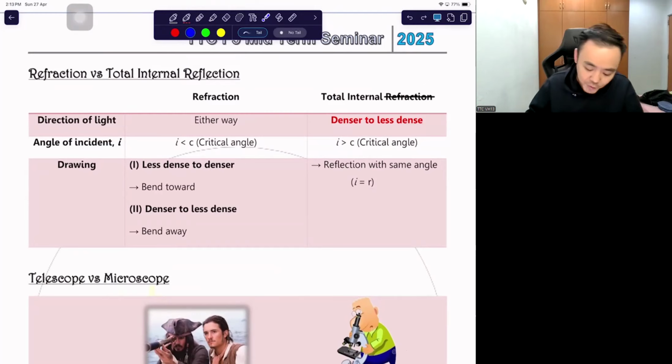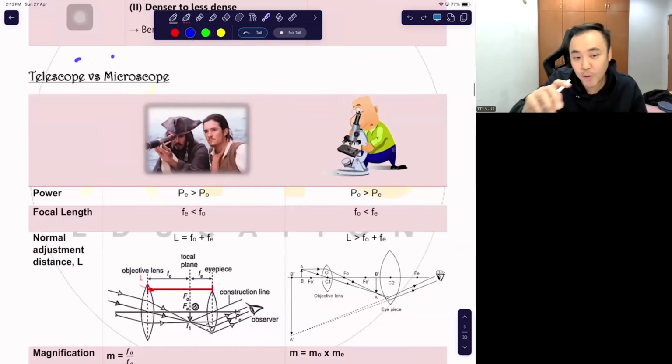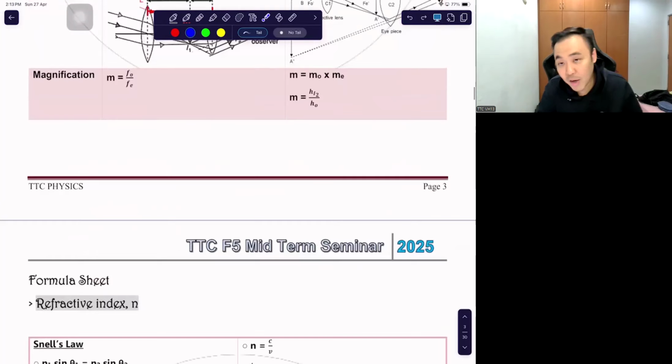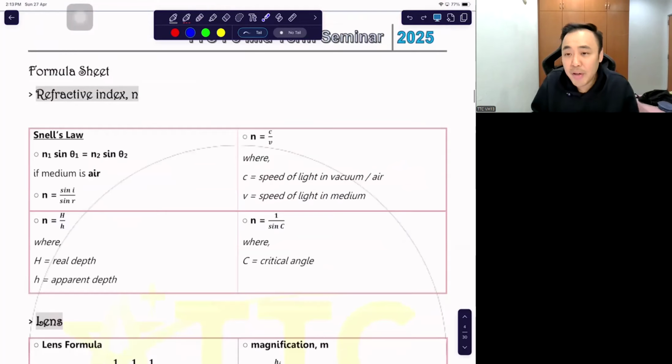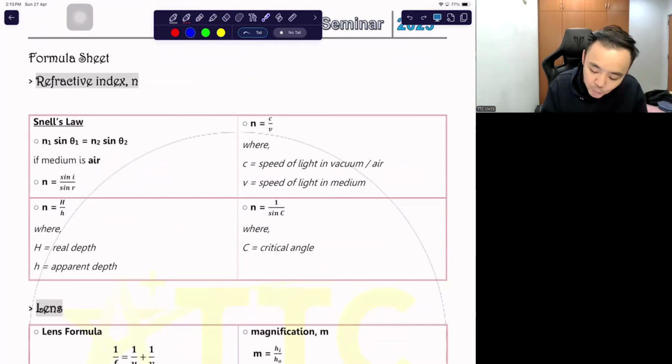Then after, of course, telescope, microscope, all the special important points that I put inside here for you. Make sure you read through. Then after that, formula sheets, of course. When you're doing this set of exercises, you may ask, hey, I don't remember the formulas. There you go, everything is here already. Refractive index formulas 1, 2, 3, 4, and then for lens, formulas 1, 2, 3.